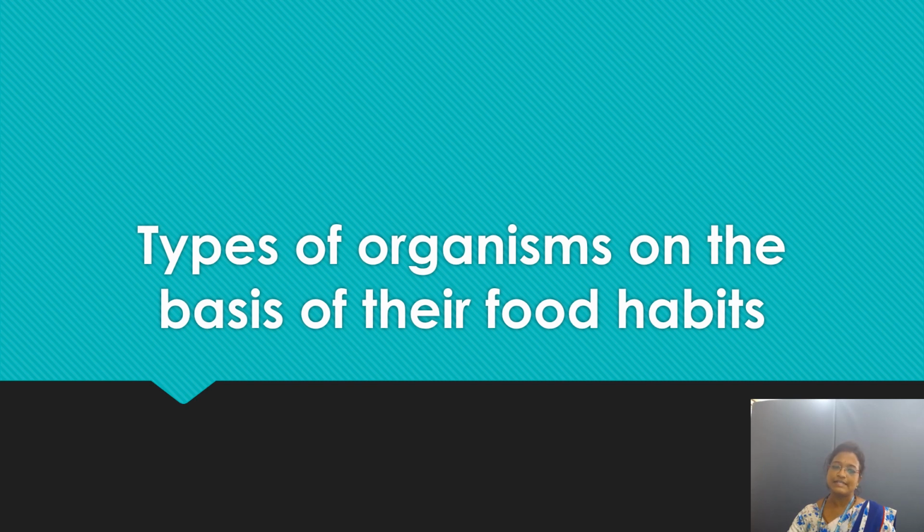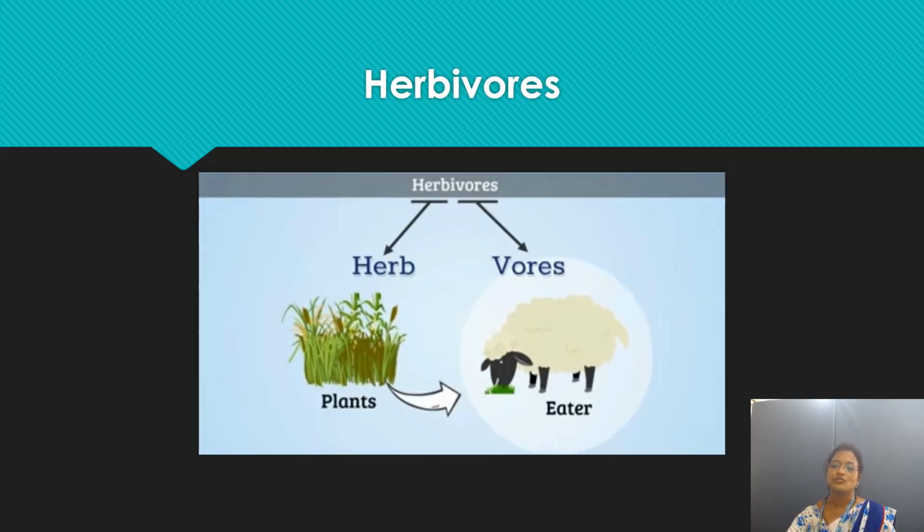Now we will discuss types of organisms on the basis of their food habits. Yes, so there are three types. I'll explain one by one.